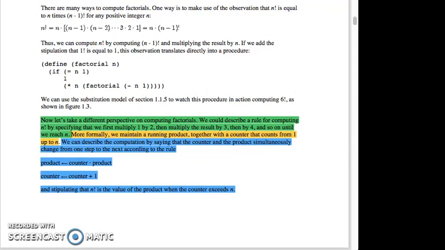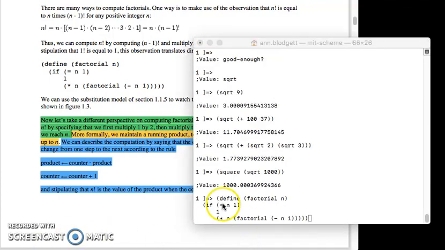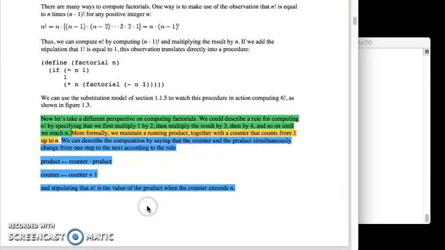So we can do this, which is to define the procedure factorial that takes n as input, and the body is: if n is equal to 1, then we return 1. Otherwise, we multiply n times the factorial of n minus 1. And we get this to be factorial.